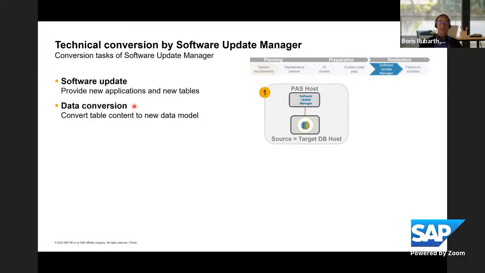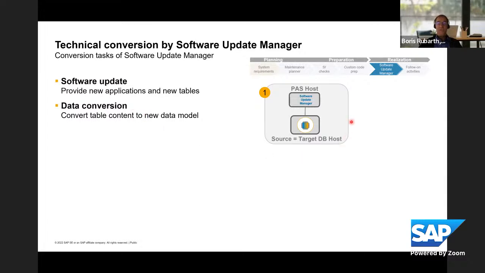What do we understand under this term, data conversion? The system conversion transitions an ERP system from the existing table model, for example, the data dictionary model, to SAP S/4HANA, where a new data model exists and new tables are established. So the table content has to be transferred from the previous old tables to the new tables of the data model. And this is partially executed by the Software Update Manager, as we will discuss in the second section.